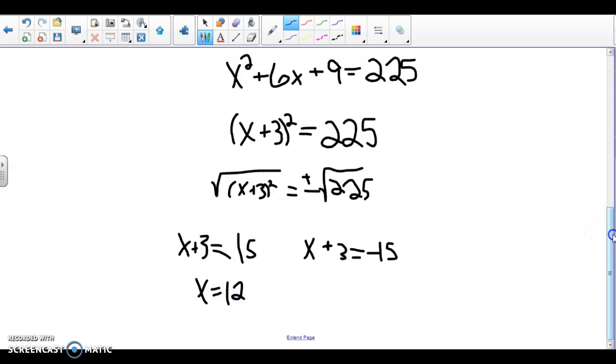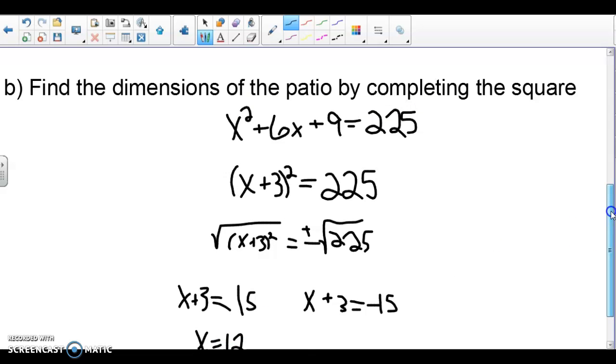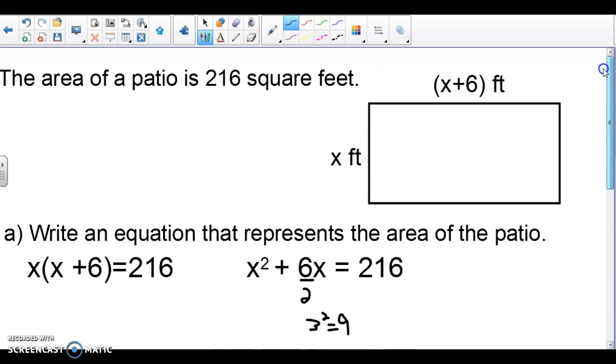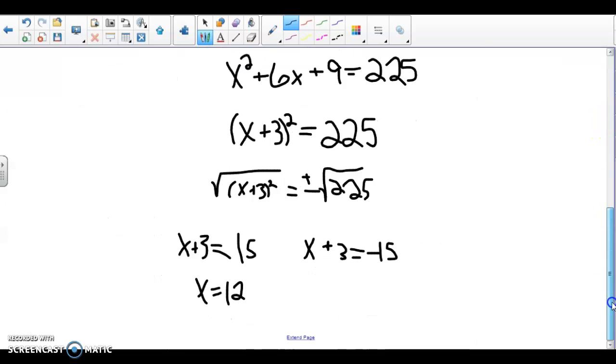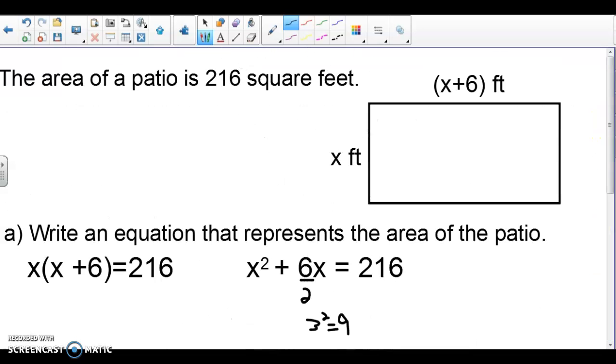So if x equals 12, the directions said find the dimensions of the patio. So I would say the width is 12 and the length is 18, because 12 here and 12 plus 6 is 18. So it would be a 12 by 18 patio. So that is how to solve by completing the square when the a value is 1 and you just have a b value on that side.